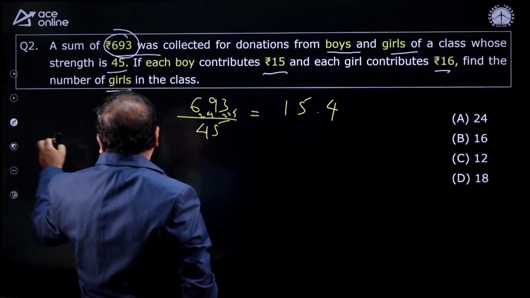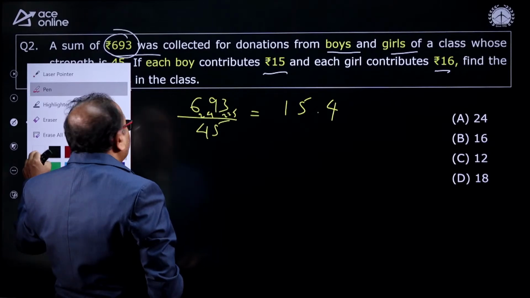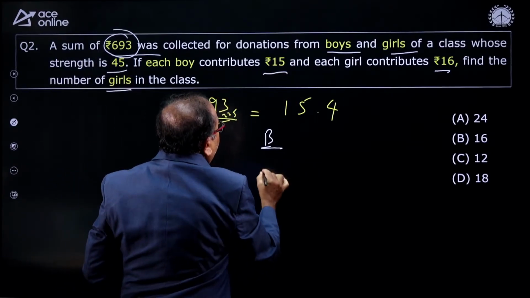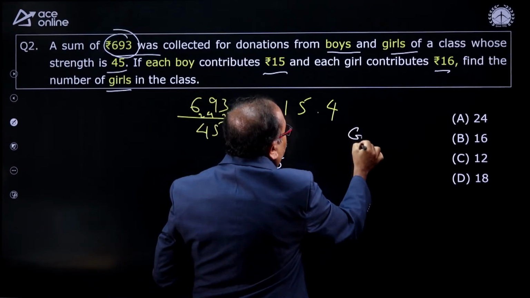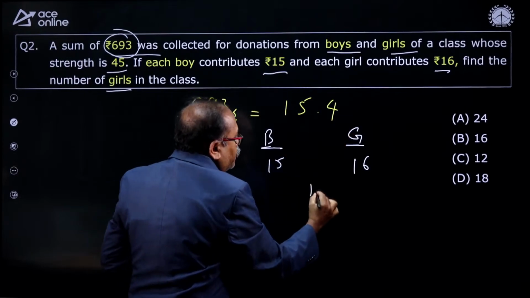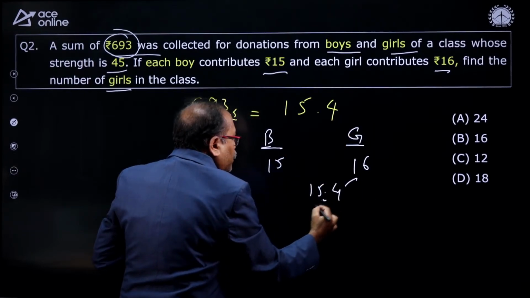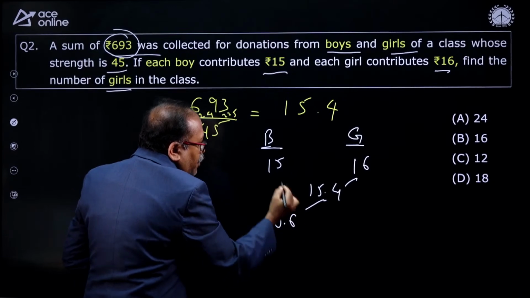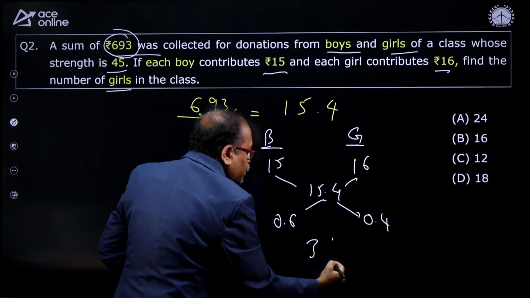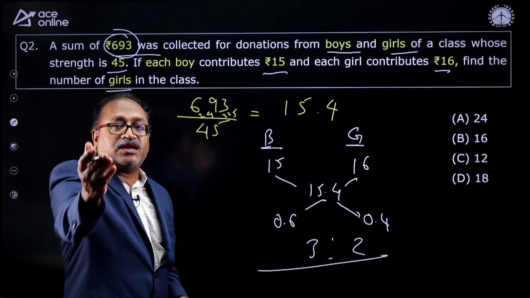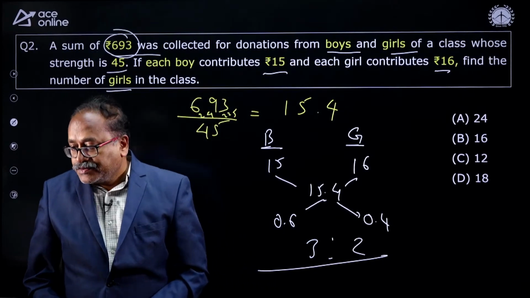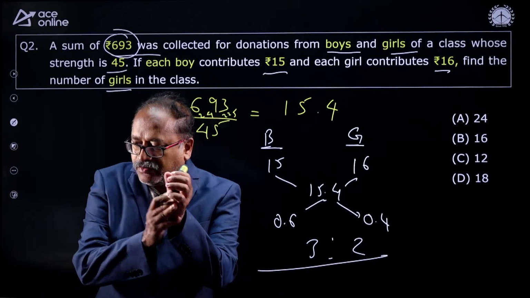So once I get the middle value, Sai, what I am going to do is take the boys. Each boy contributes 15 rupees and each girl contributes 16 rupees, and each student is 15.4. Take the difference over here 0.6, Aman, and take the difference over here 0.4, and the ratio is 3:2, and this ratio is the number of boys to number of girls. Right? Yeah. Well done, well done.